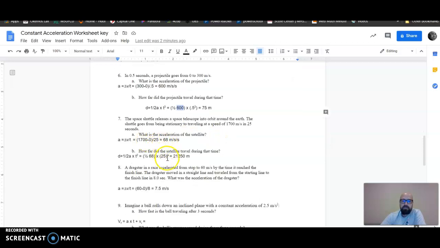And then the same thing happened here. What it looked like a lot of kids did on these how far ones for 6B and 7B is you took the velocity times the time. And so the problem with that is that's how you would do it if it had gone that velocity the whole time, or that speed the whole time. But because it's accelerating, it's only going that speed at the very end of that time period. So you can't use that speed to calculate it.